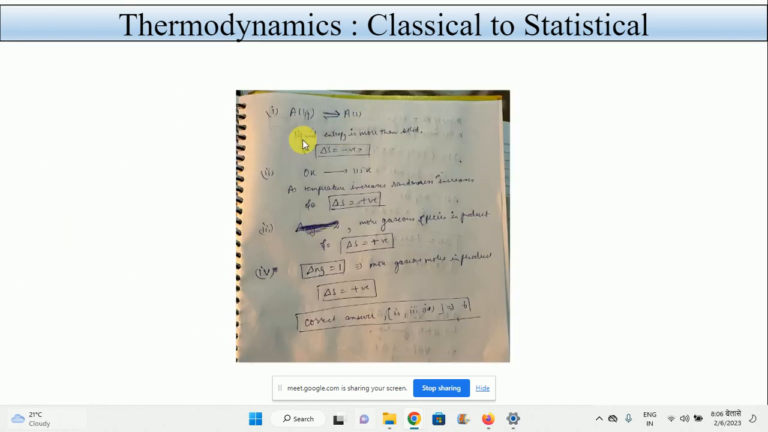It is solved here. Liquid entropy is more than the solid, so delta S is negative. As temperature increases, randomness increases, delta S is positive. More gaseous species in the product, delta S is positive. More gaseous product again, so delta S is positive.